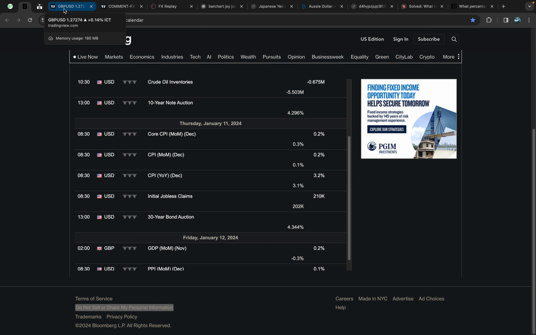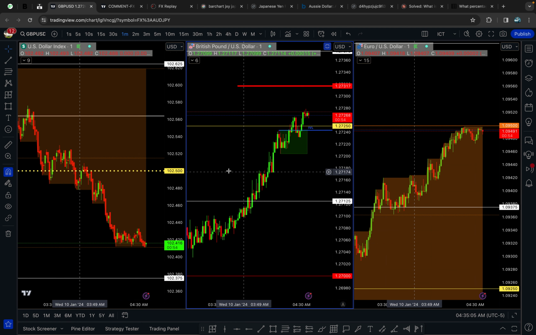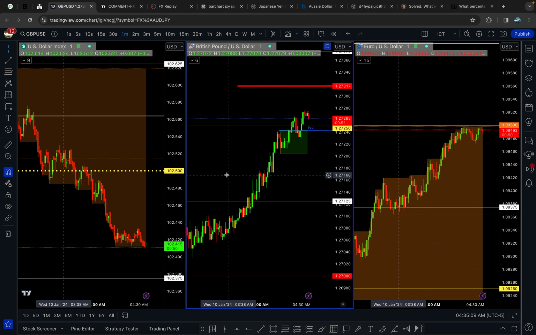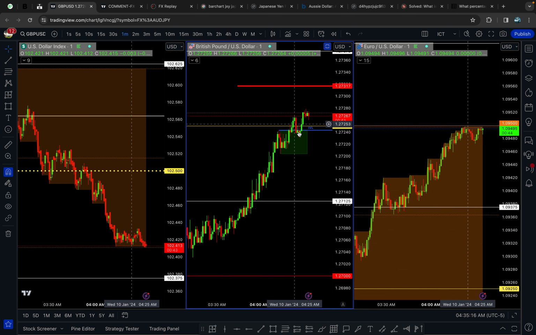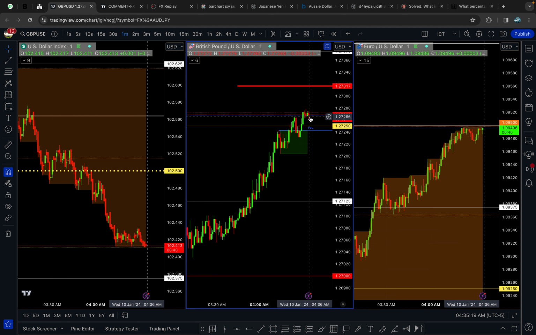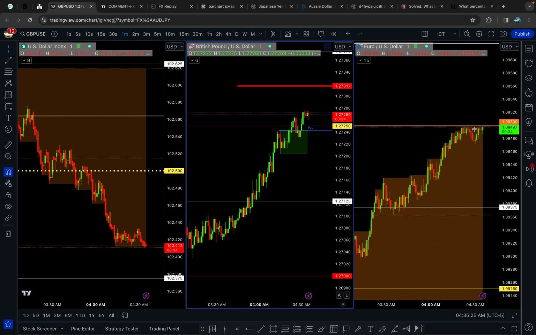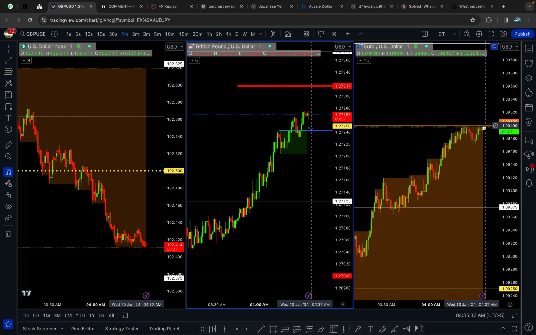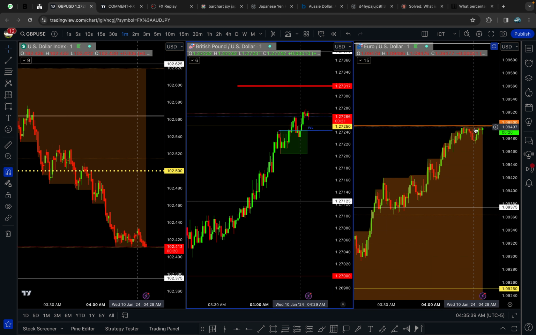So news wise, we just have oil later today at 10:30, and then the 10-year auction note, which is significant. And there's another range right here, which could or should react up off of it. And there's this range right here, which it hasn't broken above yet, but when it does, that'll be significant, because this key level is right there at the top of it.